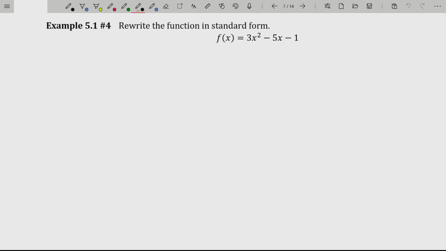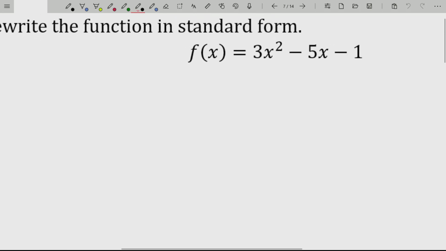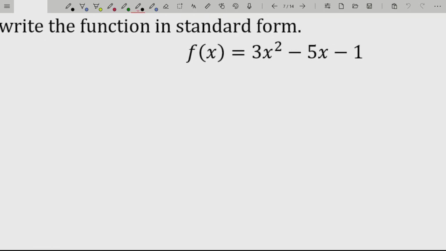It's a skill that you need to have, but there are other ways I like to graph parabolas than to rewrite them in standard form. But I'll still showcase the skill here because you're going to need it for your future courses. So to write this in standard form, you have to use completing the square.